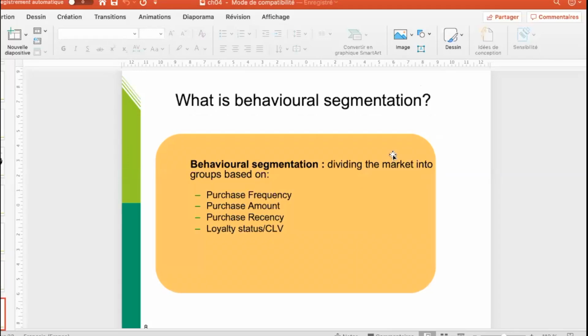You can base the segmentation on behavioral indicators. This is also what you can find in the customer base. This is the transactional data or behavior data. For example, purchase frequencies, purchase amounts, how much money the customer spends, purchase recency, which means the last time the customer bought in your brand or in your store, and loyalty status. Do we have a loyal customer or an opportunistic, not loyal customer?